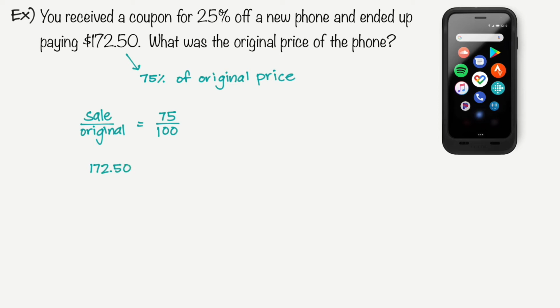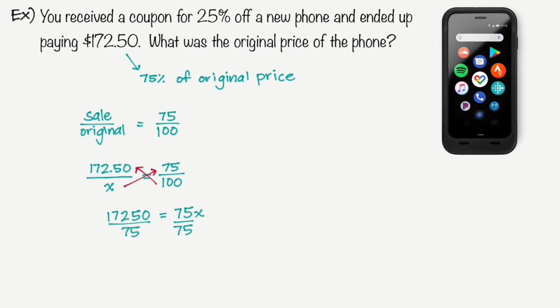I'm going to plug in the values that I know. The sale price is $172.50, but I don't know the original, so that is my variable. And like we've learned, I can cross multiply to solve this proportion. I get 17,250 is equal to 75x.